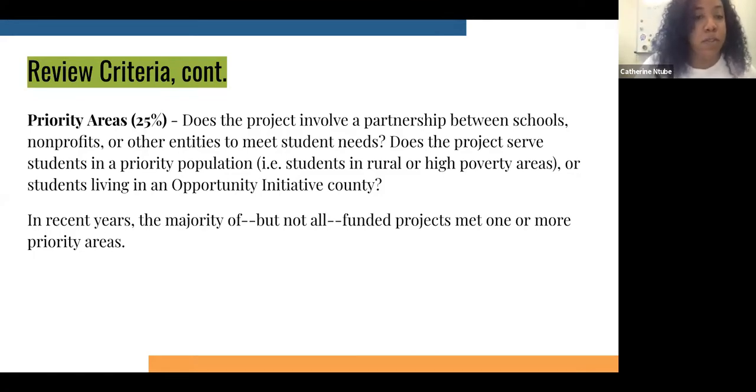Does the project serve students in a priority population? So for example, students in rural or high poverty areas. Other priority populations include students with disabilities, students living in or involved with institutions like foster care institutions, or are you serving students living in an Opportunity Initiative county? And that exact list is included in the grant application and on the grant guidelines.